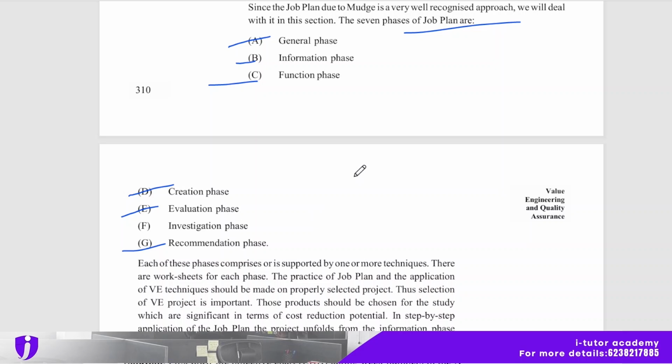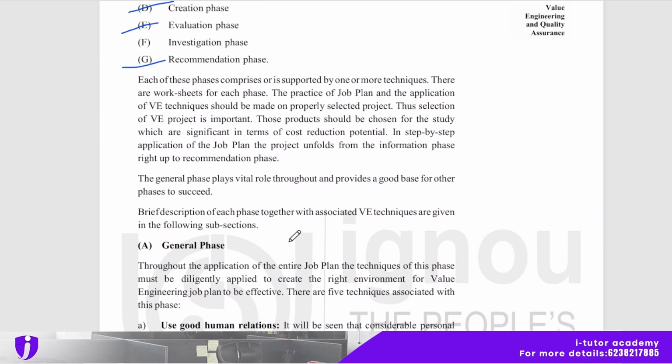Okay, so these are the 7 phases of the job plan, and each of these phases comprises or is supported by one or more techniques, and there are worksheets for each phase. The practice of the job plan and the application of VE techniques should be made on a properly selected project. This selection of the VE project is important. Those products should be chosen for the study which are significant in terms of cost reduction potential.